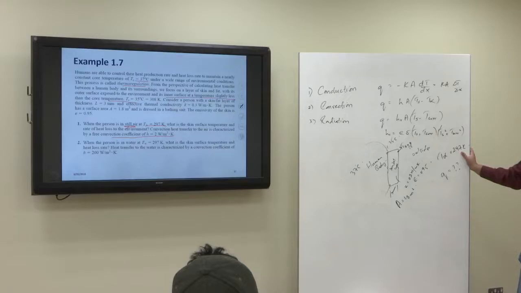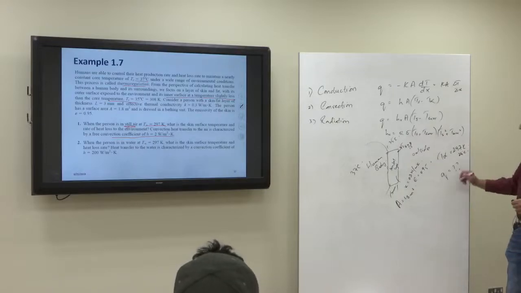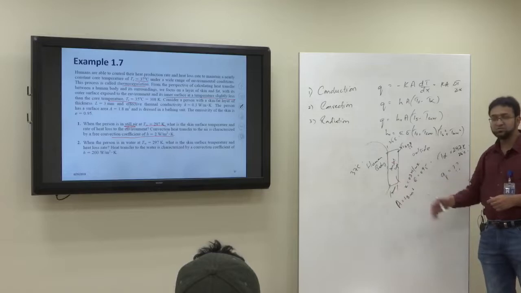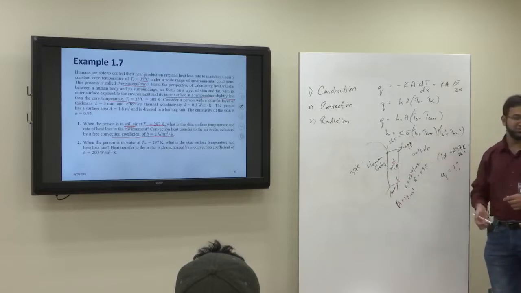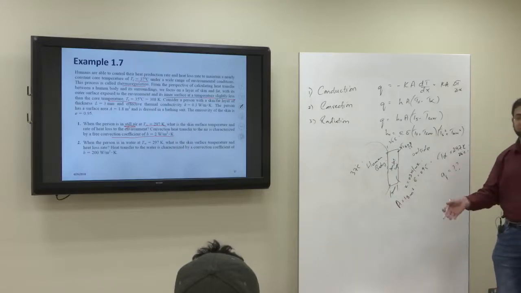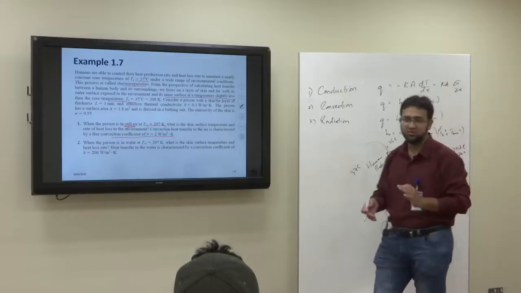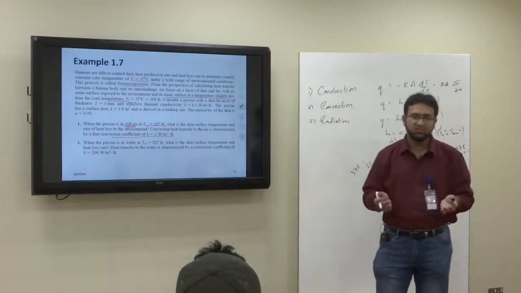273 is 0, and 283, 293, 24, right, 24. So that means 24 degrees centigrade. So obviously if the skin downside is 35 degrees centigrade and the outside temperature is 24 degrees centigrade, there is a temperature difference, so there will be some heat loss. And it makes sense in any case.